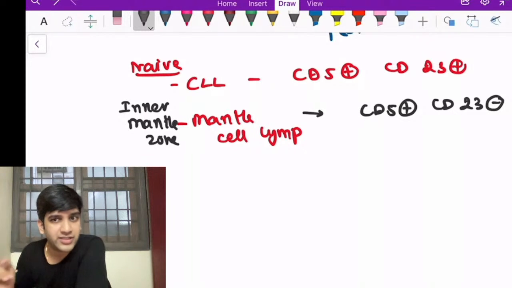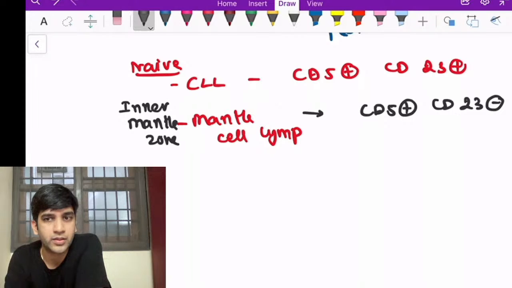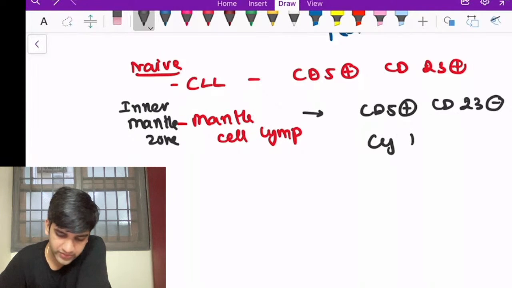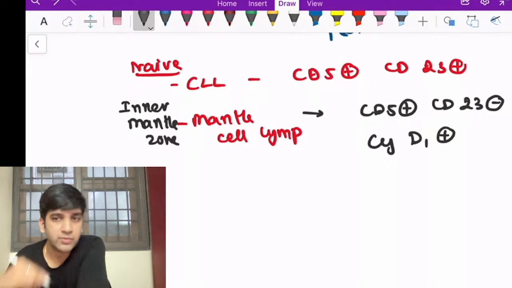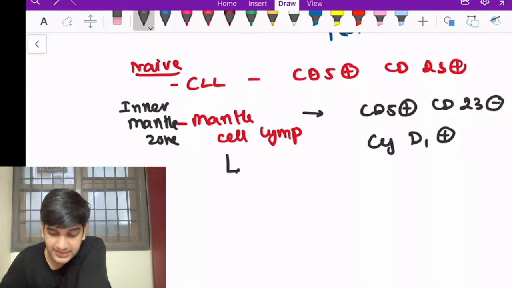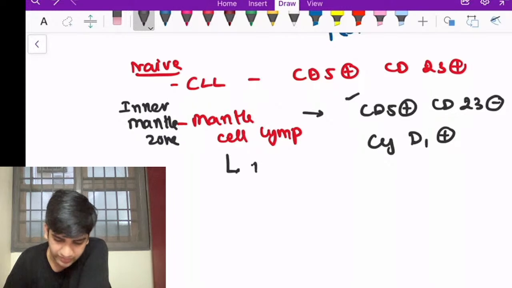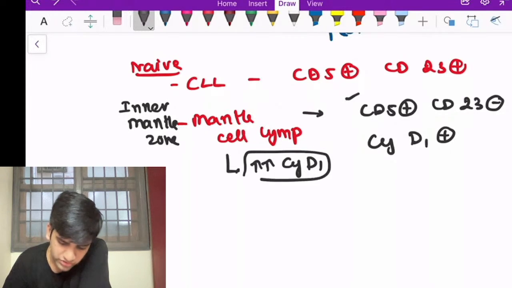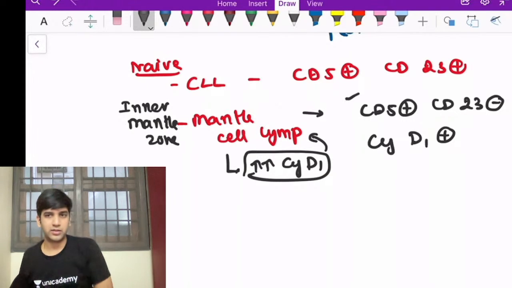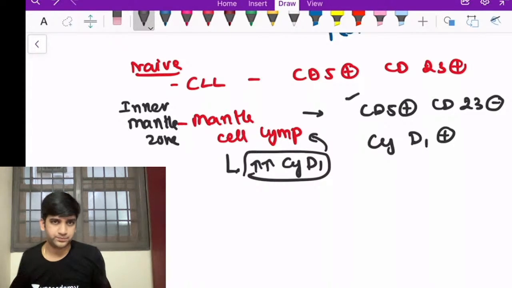And when it came inside, we turned on one more gene. What is the gene? We turned on a gene which is cyclin D1. If you remember mantle cell lymphoma, these are the properties of a mantle cell, right? Here is mantle cell lymphoma. What I have is increased expression of cyclin D1. When I have more cyclin D1, I'm going to cause a lymphoma. Clear?